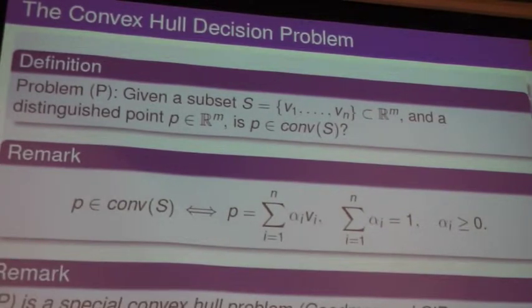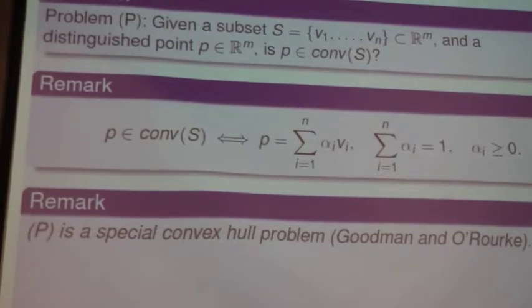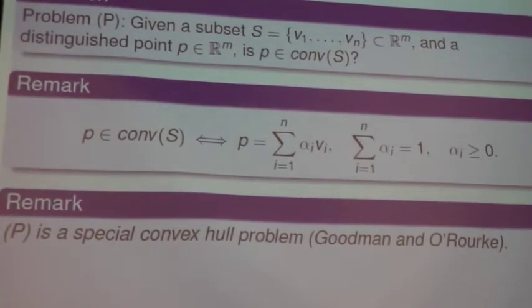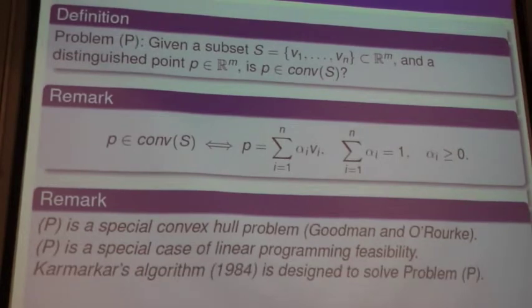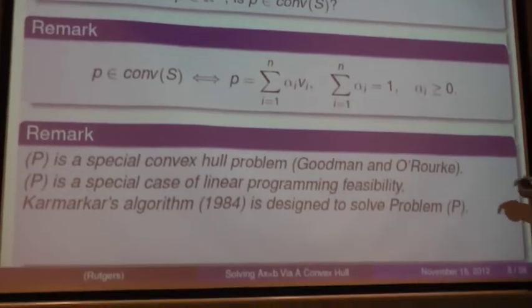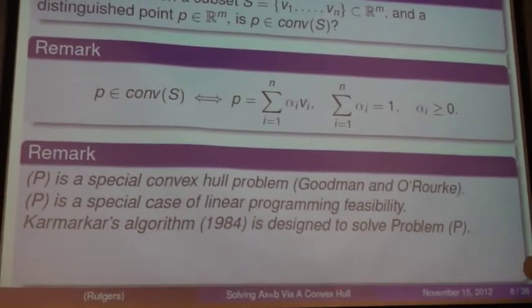Remark, I want to tell you how important this problem is. First of all, it's probably the most fundamental problem in convex hull. This book on computational geometry talks about it. It's a special case of the linear feasibility problem. Also, in 1984, Karmarkar introduced a new algorithm which was a very important polynomial-time algorithm for linear programming.